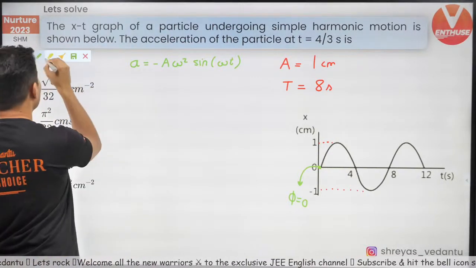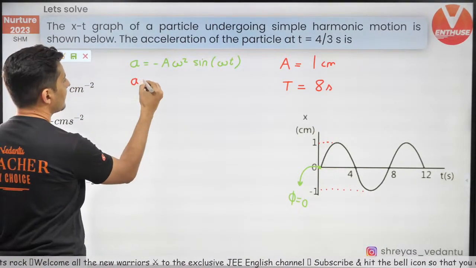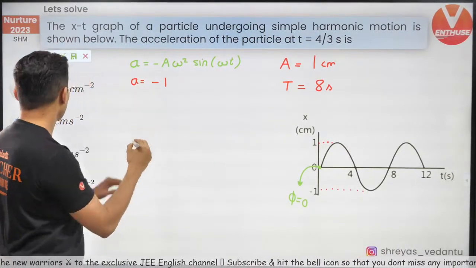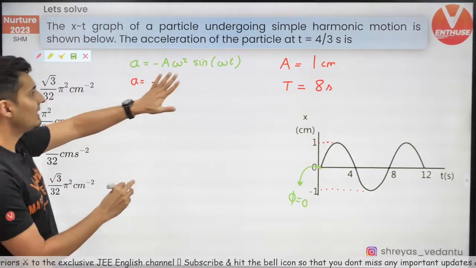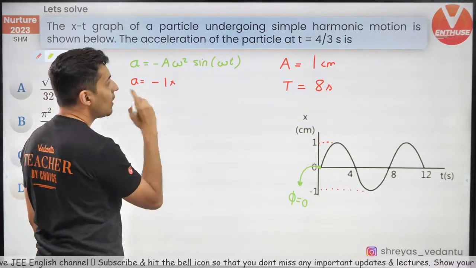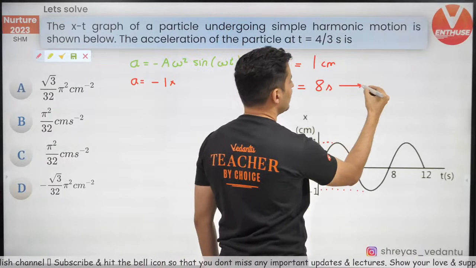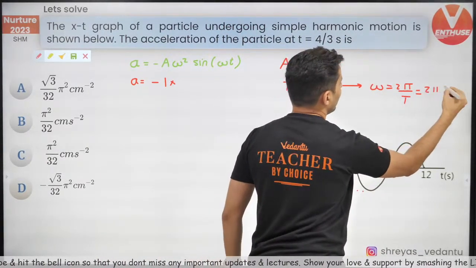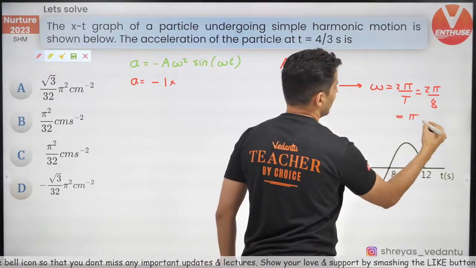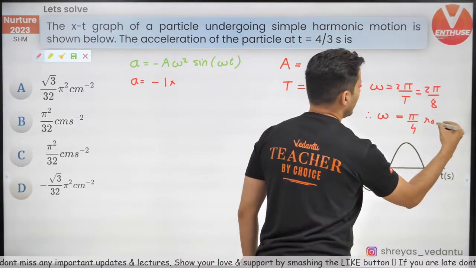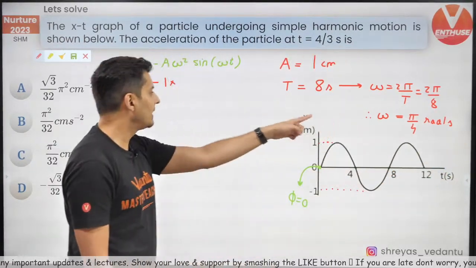So substituting the values, what do I get? Acceleration is minus amplitude. Amplitude is 1. Everything is in centimeters, so I will leave it as centimeters, don't convert into meters. Omega square. Oh, I don't know omega. So from this, omega will be 2 pi by T, which is 2 pi by 8, which is pi by 4. So omega is basically pi by 4 radian per second. I've got the value of omega.